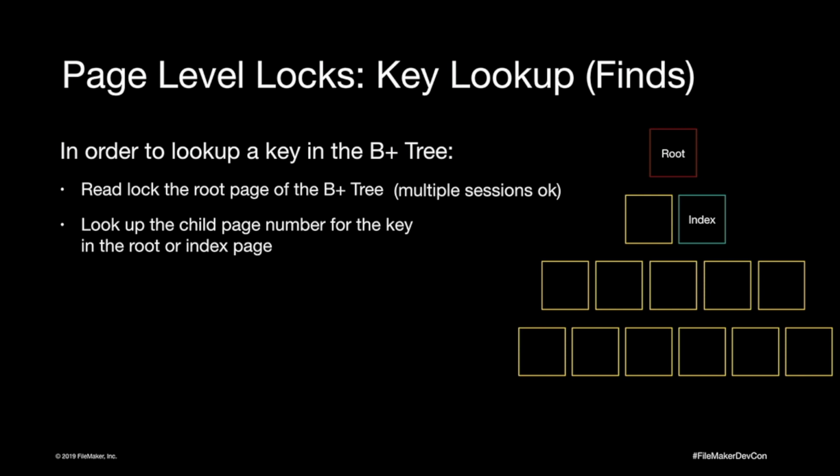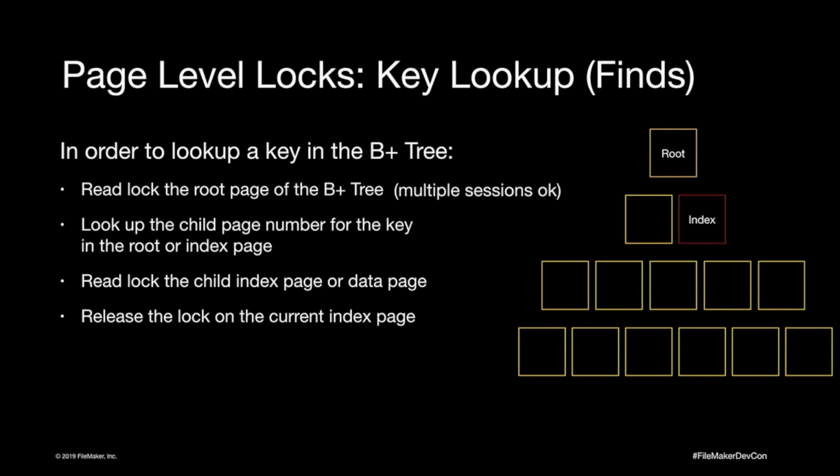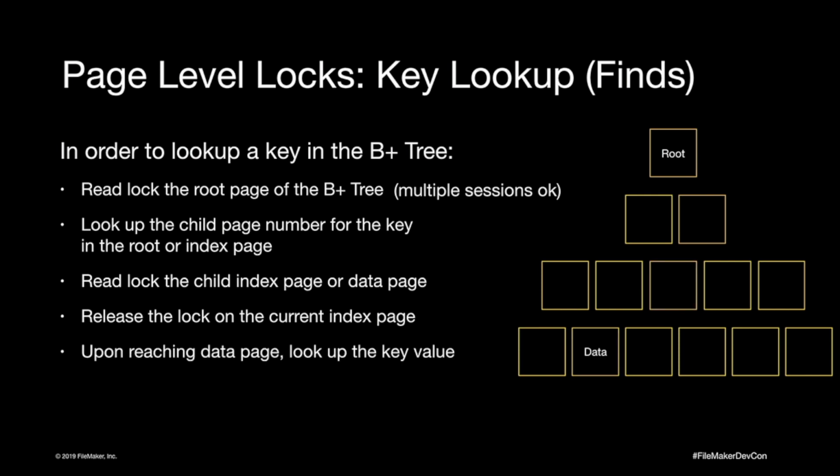And then we look up that page. Once you look up the index page, you have to read lock that page. You're still holding the lock on the root page. So once you lock the index page, you can release the lock on the previous root page. So that is how it basically proceeds in a lockstep fashion. You're not holding the locks. As soon as you lock the next level index page or data page, you can release the lock on the previous level. So like that, you keep going down the tree until you reach the data page, and then you look up the value of the key.